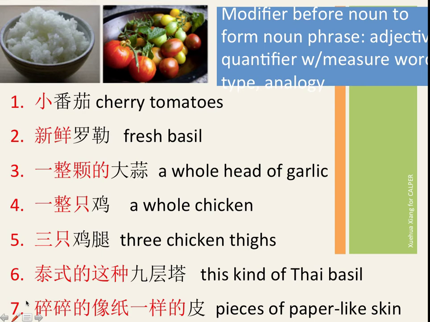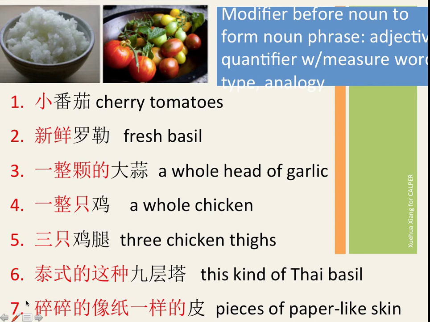So examples from the video, 小番茄 cherry tomatoes, little tomatoes. If it's bigger tomatoes, 大番茄. Different colors, 彩色的番茄, red tomatoes, 红色的番茄. Or raw tomatoes, 生番茄, anything you can think of.